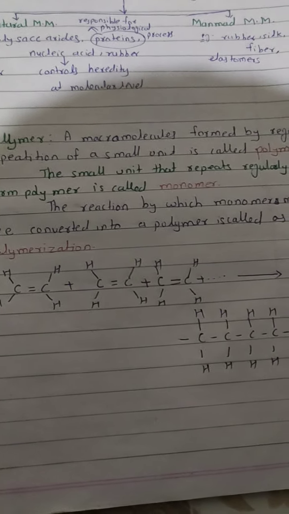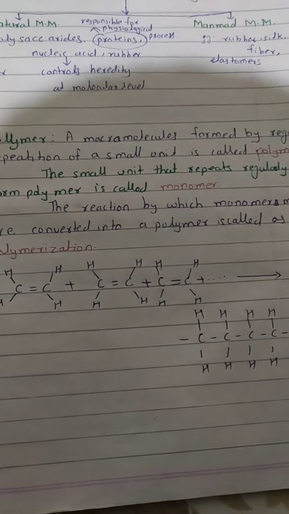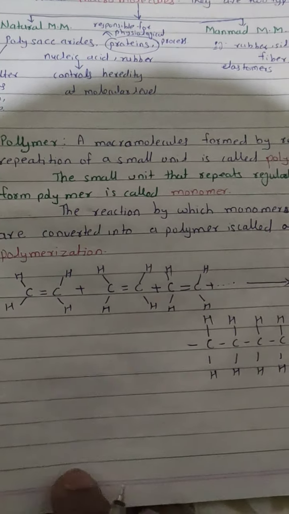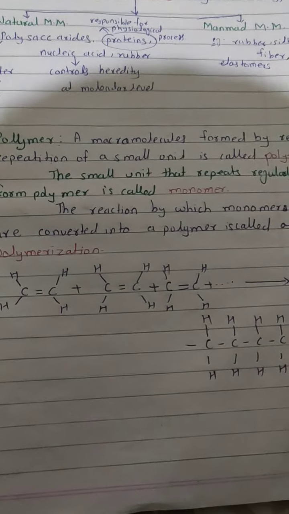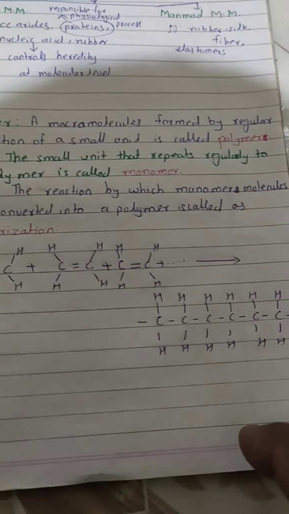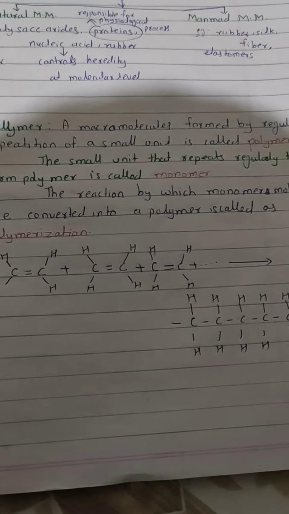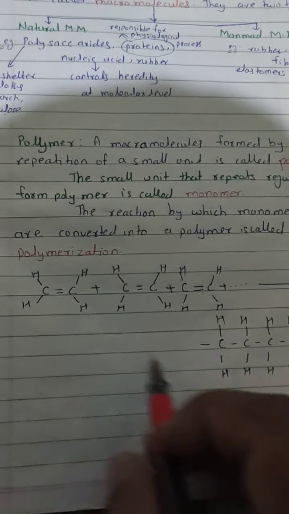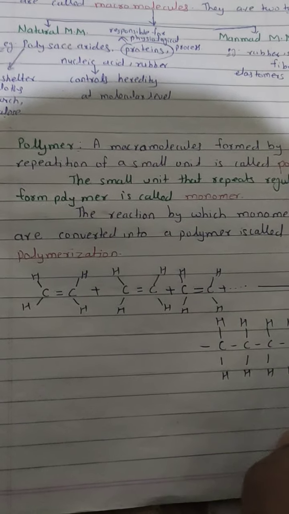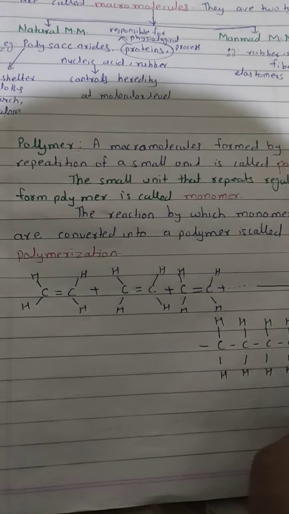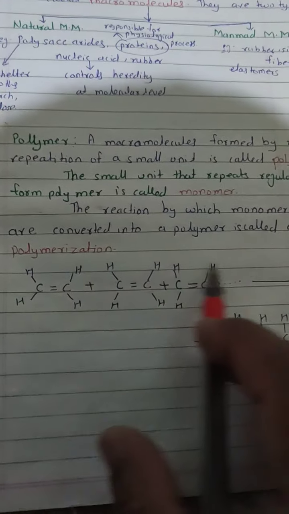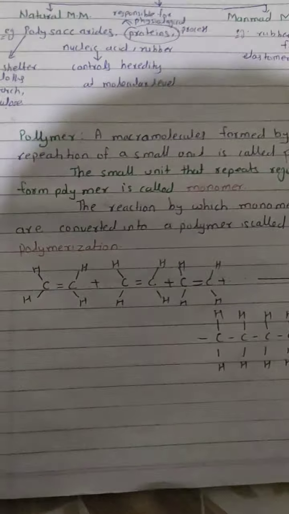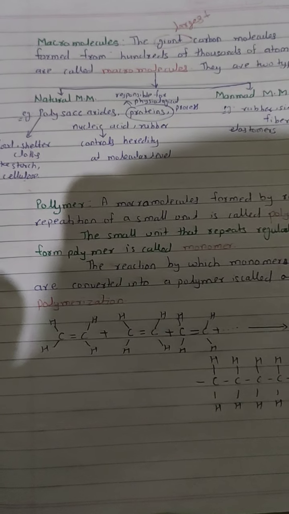The small unit that is repeated regularly to form a polymer is called a monomer. And the process in which monomers are converted into polymer is called polymerization. So this is the reaction in which polymers are formed. This is the polymer, this is the monomer, and that process is known as polymerization. So here lesson number 9 is complete.